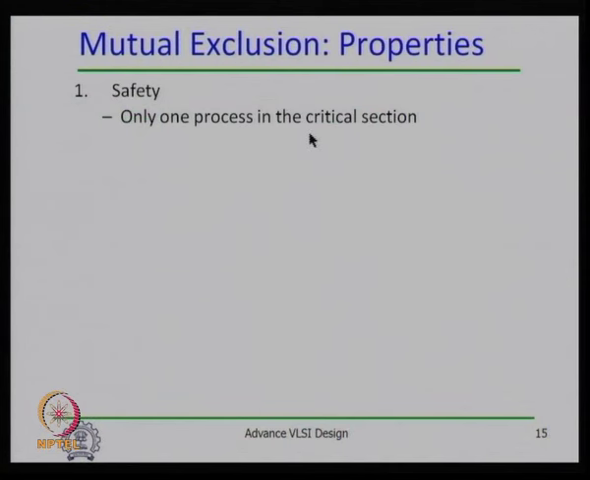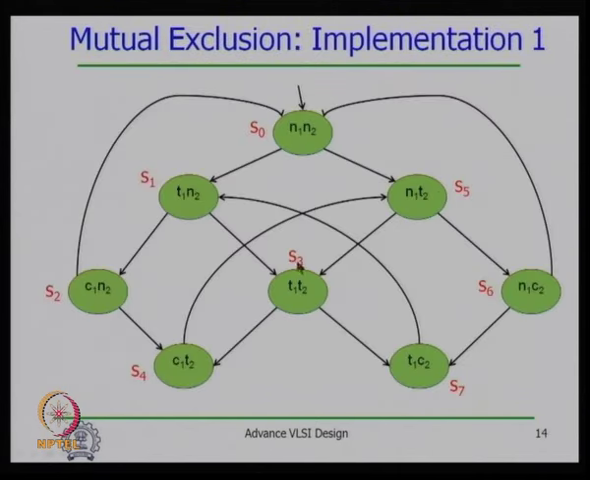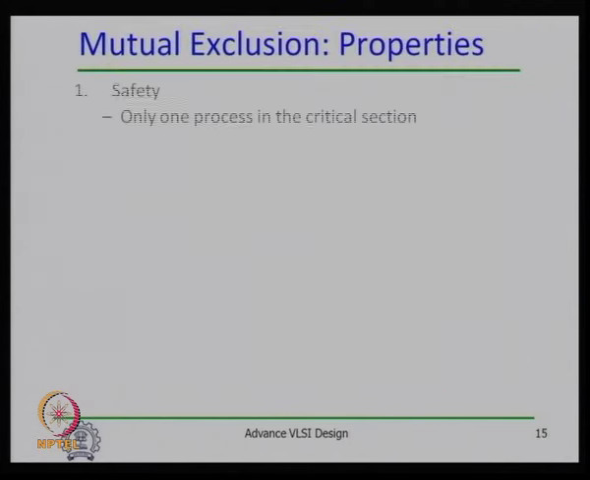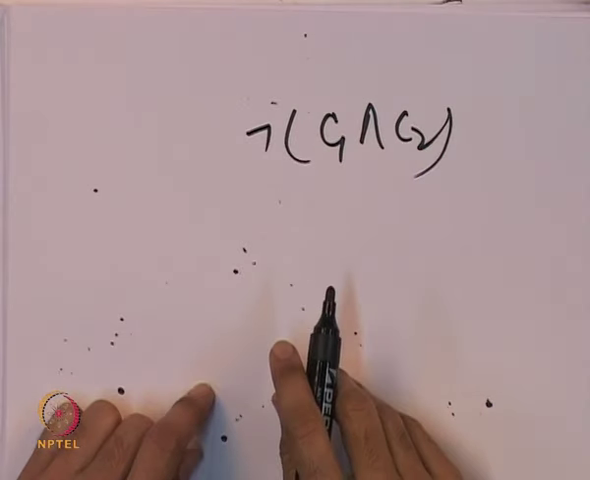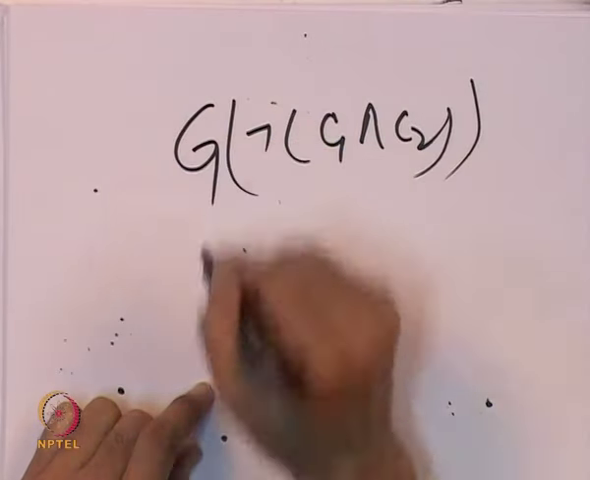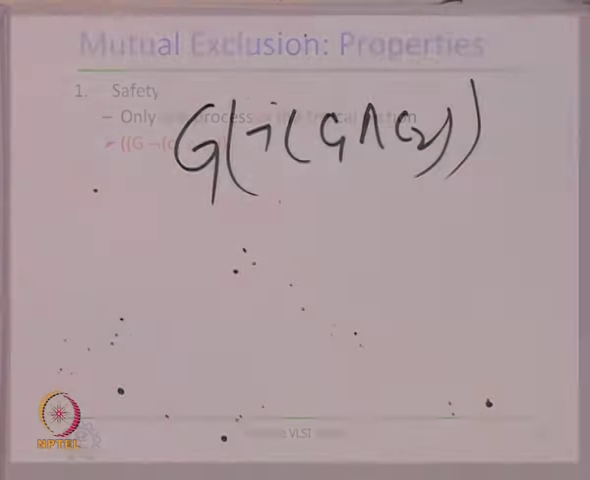The first property was the safety property, and the safety property says that only one process should be in the critical section. How do I write that? In every state in this diagram, only one process should be in the critical section. So either C1 should hold good in a state or C2 should hold good, but both should not hold good. I can define that globally C1 and C2 both should not hold good, that means the negation of this should hold good all the time. So I can write this property like this.